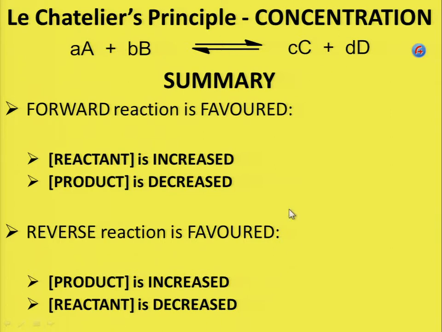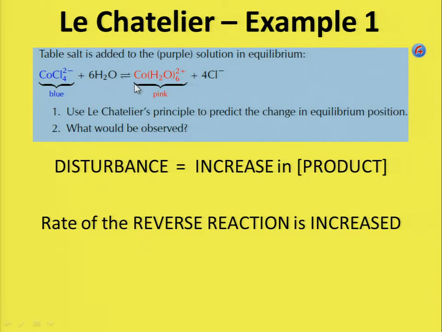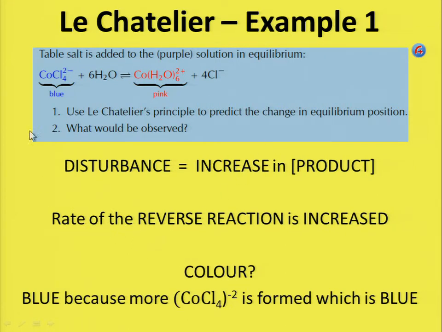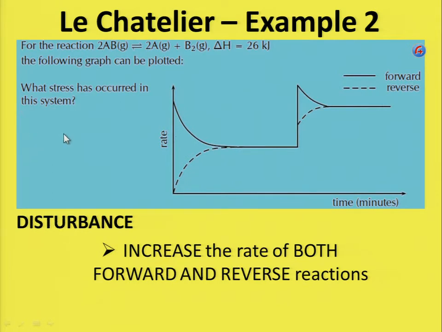So all you have to know to solve this problem is this slide, this summary. If you know this part, you can answer the question. You just go to product is increased and then they tell you the reverse reaction is favored. So in this reaction, if you favor the reverse reaction, the color would change to blue because more of this blue molecule will be formed if you favor the rate of the reverse reaction. So then what would be observed? A blue reaction mixture.